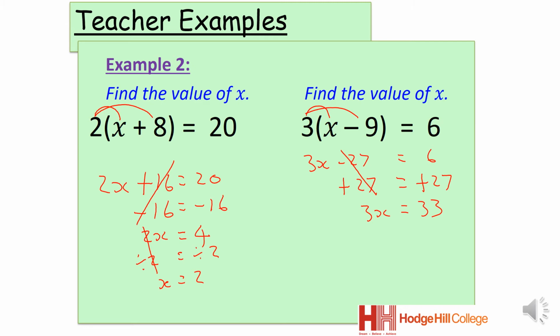Now my equation reads 3x equals 33. 3x means 3 times x, so to get rid of the 3 I will need to divide by 3 and divide by 3 on the right, which means x equals 11. My two answers. You can check your answers by inserting the number back into the equation.